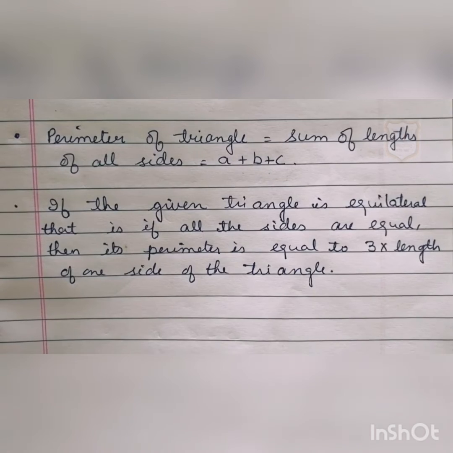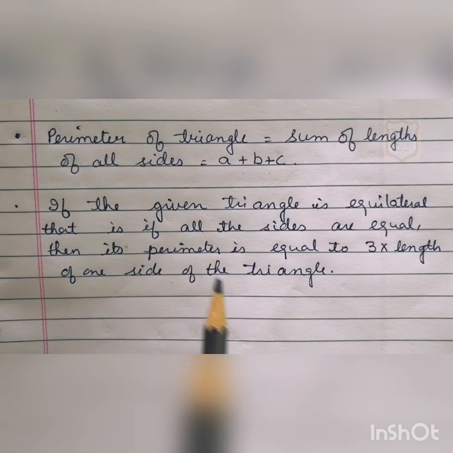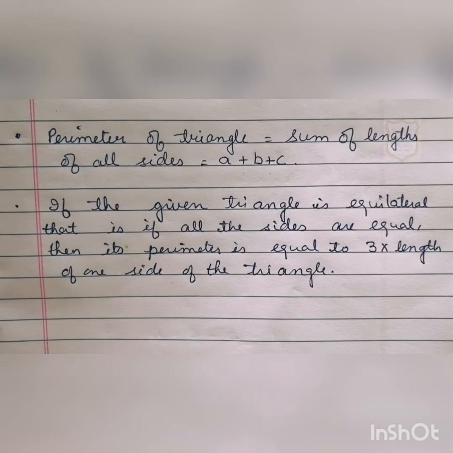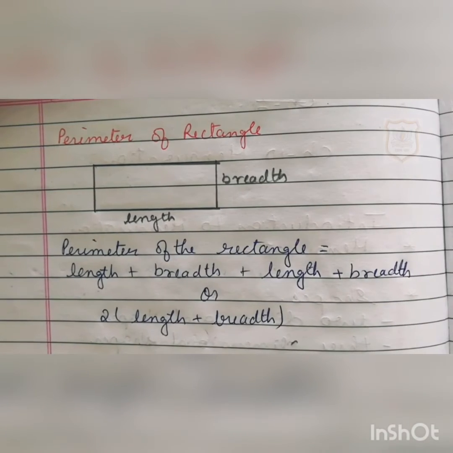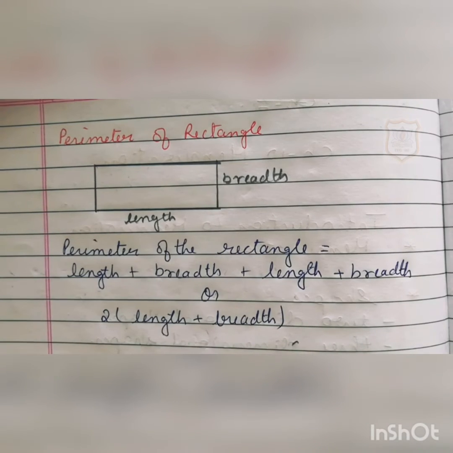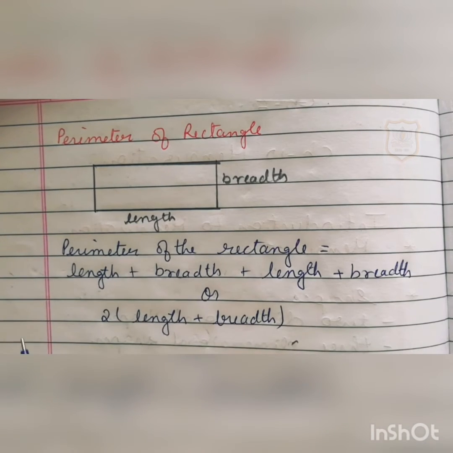Now the perimeter of a triangle is equal to the sum of the lengths of all sides, that is A plus B plus C. If the given triangle is an equilateral triangle, that is, if all the sides are equal, then the perimeter is equal to 3 multiplied by the length of one side of the triangle. Now the perimeter of a rectangle is length plus breadth plus length plus breadth, or we can say 2 multiplied by (L plus B). This is the formula of perimeter of a rectangle.